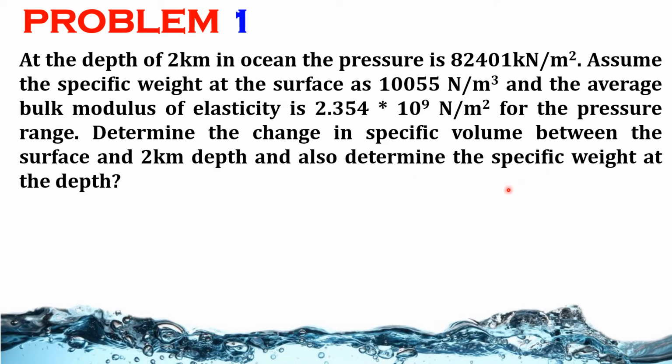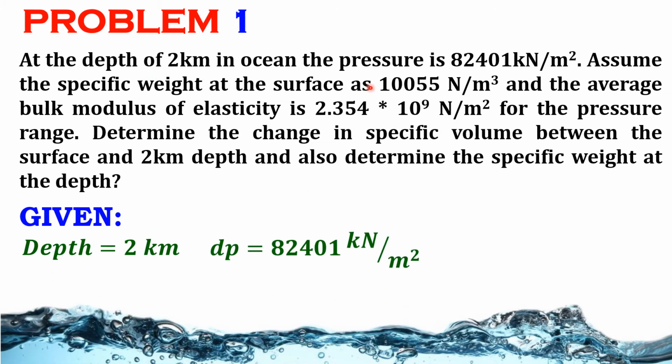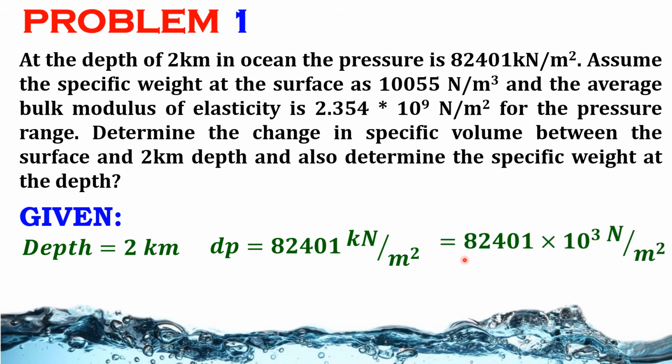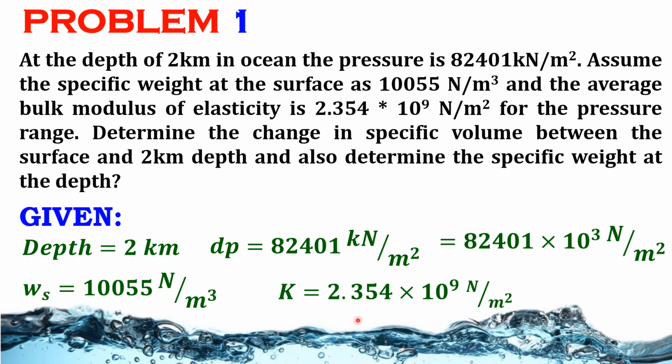and also determine the specific weight at the depth. See, in this problem, we have two types of data. One is at the surface, another is at 2 km depth. They asked us to find the change in specific volume. At last, they asked us to find the specific weight at the depth. They have given the depth as 2 km and ocean pressure dP equal to 82401 kilonewton per meter square. In order to convert into Newton per meter square, we multiply by 10 to the power 3. Then they have given the specific weight at the surface Ws equal to 10055 Newton per meter cube. Then they have given K as 2.354 into 10 to the power 9 Newton per meter square.